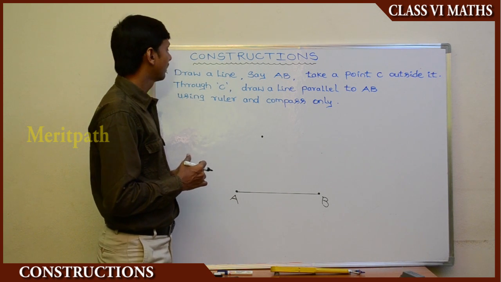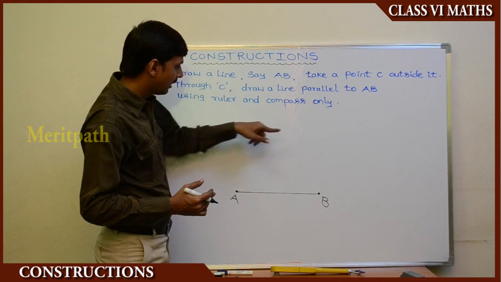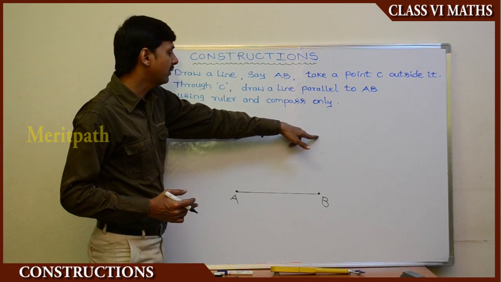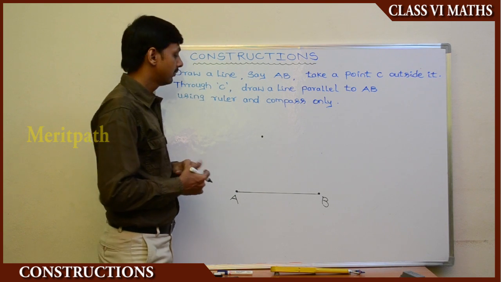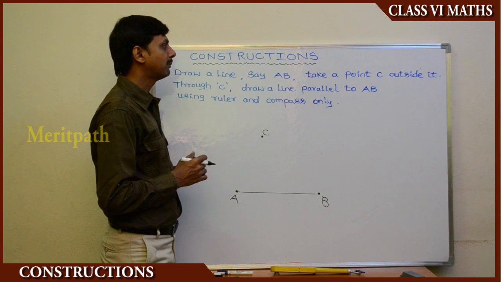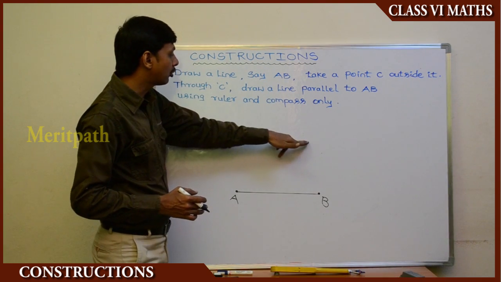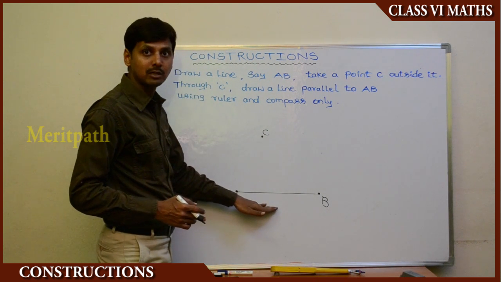Now through C, draw a line parallel to AB. Through C, we need to draw a line parallel to the line AB. So we must draw a line through this point. This is the point C. We need to take the point C outside of AB. We have taken it. So we need to draw a line through this point C which is parallel to AB.